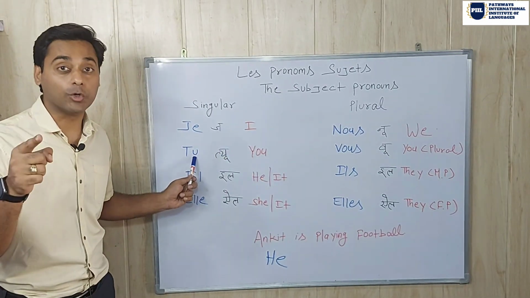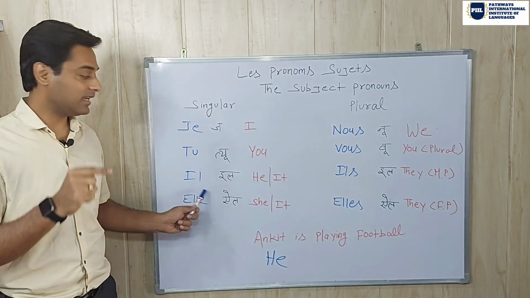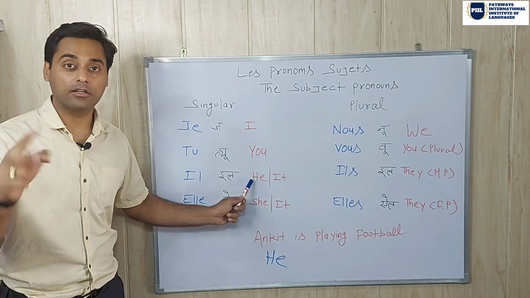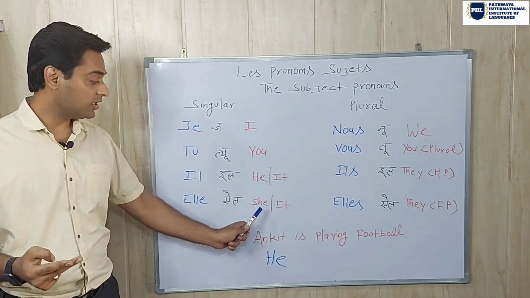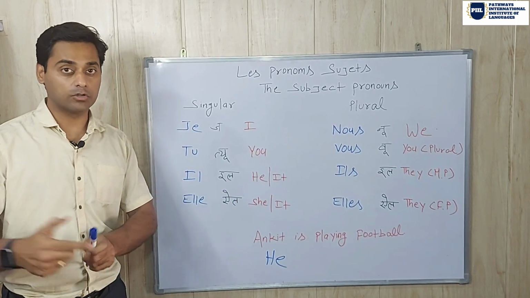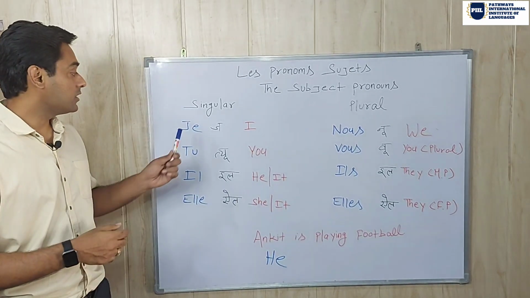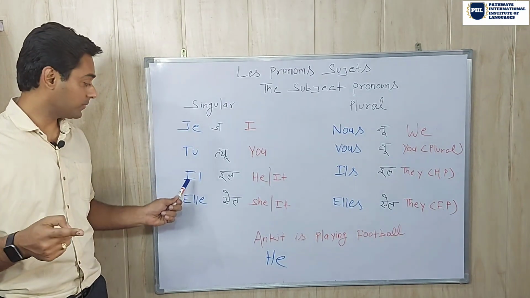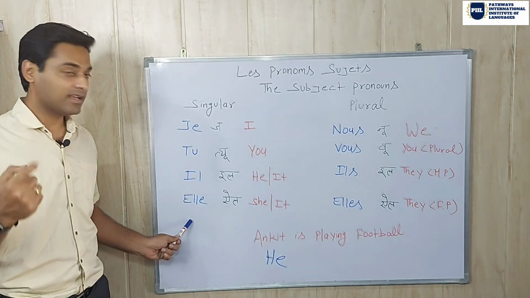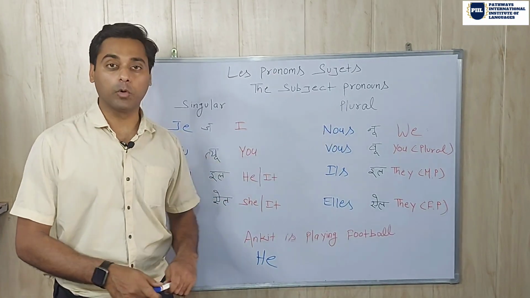Tu, you. Il, which means he and it both. Elle means she and it both. Okay, now répétez, repeat once again. Je, tu, il, elle.